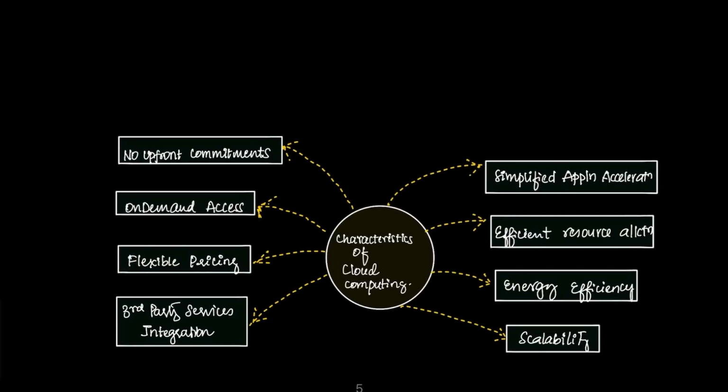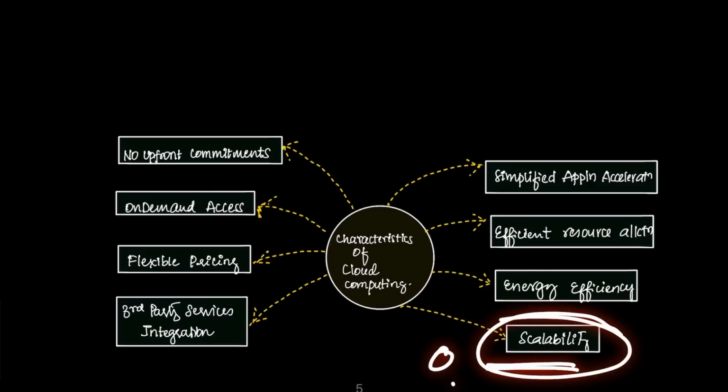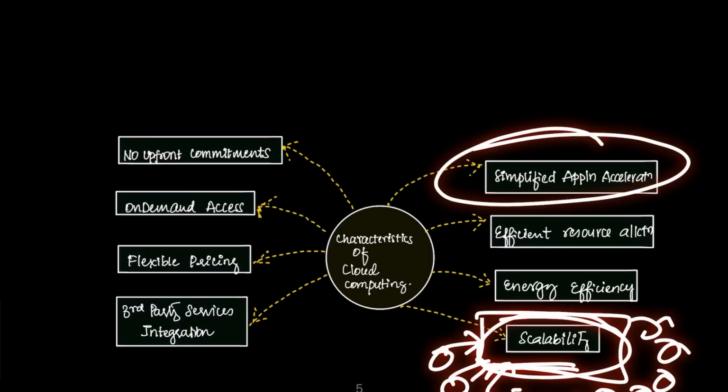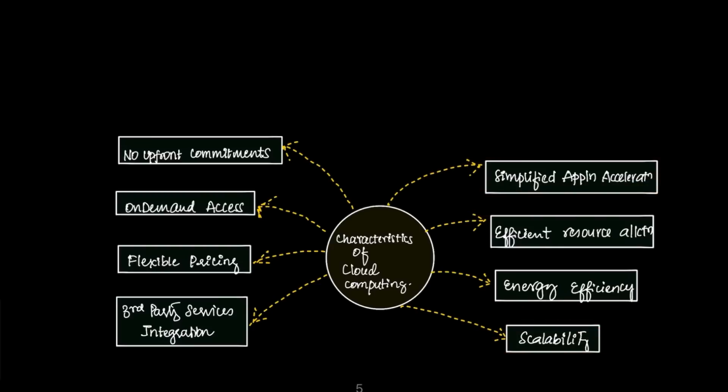Next, we have simplified application acceleration and scalability. Cloud computing allows easy scaling of applications based on demand. That is, thousands of users can store data over the application at once. Simplified application acceleration means that even though so many people are accessing, a quick response is generated and rapid application expansion is happening here. Next we have efficient resource allocation. That is, cloud providers will optimize the use of hardware resources across multiple tenants. They ensure efficient resource utilization and reduce any wastage happening.